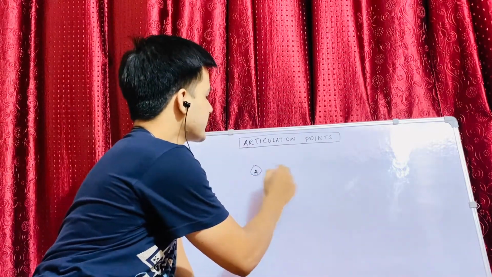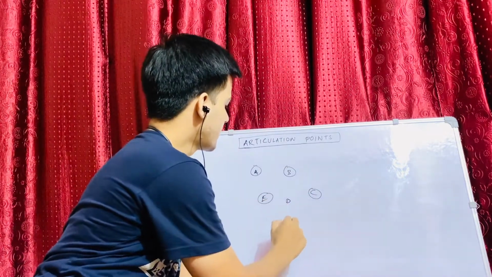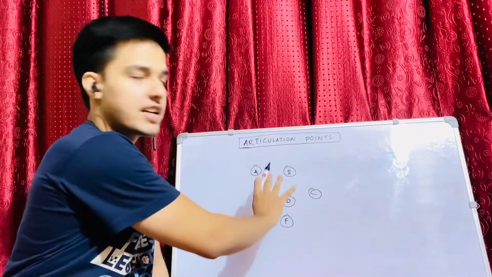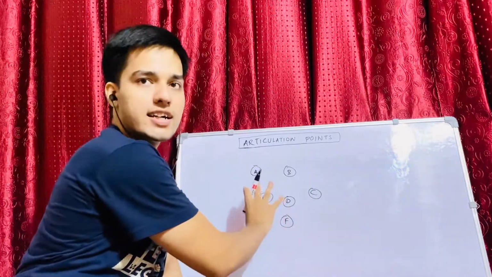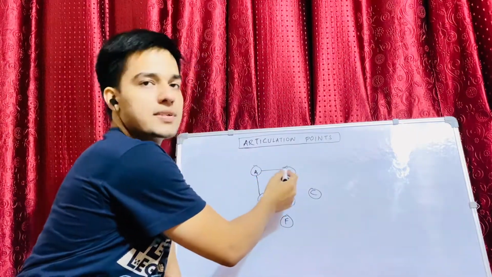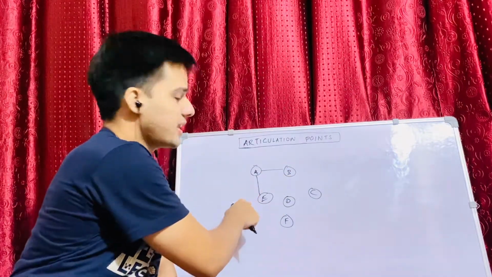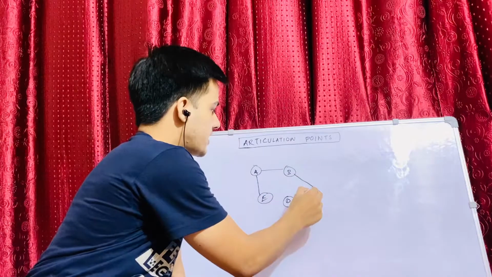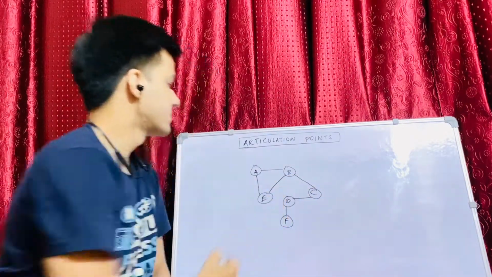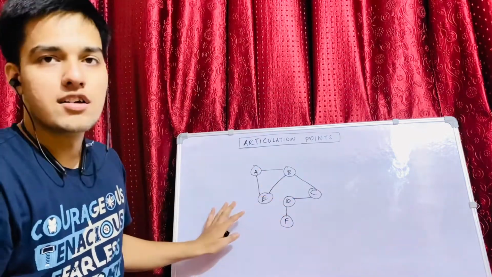Let's call the servers A, B, C, D, E and F. Let's suppose there is a network, so these nodes are connected in some way to each other. Let's say this edge is just representing that A and B are connected. Similarly, this edge is representing that A and E are connected. Similarly, we can have a certain set of nodes. Let's suppose all these 6 nodes are connected in this fashion.